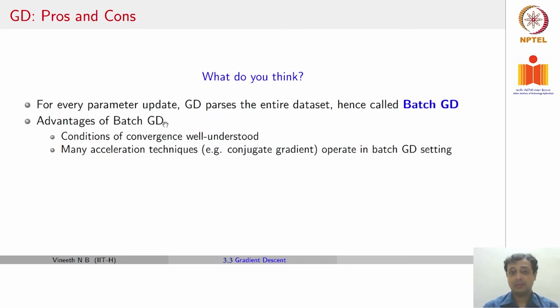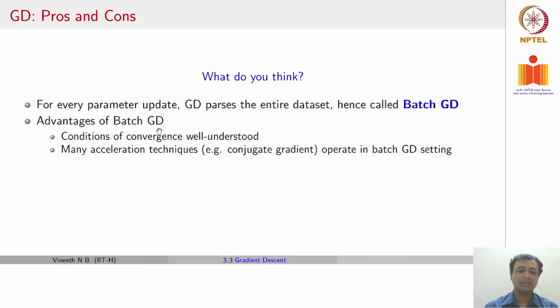For every parameter update, gradient descent parses the entire data set. We already saw that it computes the gradients, keeps aggregating the gradients and then takes the average. We called it an epoch. So gradient descent passes the entire data set and it's hence called batch gradient descent.